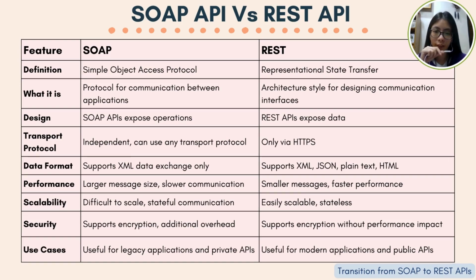In short, SOAP and REST are protocols for application communications. SOAP uses XML and supports various transport protocols, focusing on operations and often resulting in larger message size. REST, in contrast, supports multiple data formats like XML and JSON, primarily uses HTTPS and is stateless, permitting easier scalability. While SOAP is common in legacy systems, REST is favored in modern and public APIs for its simplicity and web compatibility. The shift from SOAP to REST API was driven by the need for a simpler and lighter protocol suited for modern web and mobile apps.